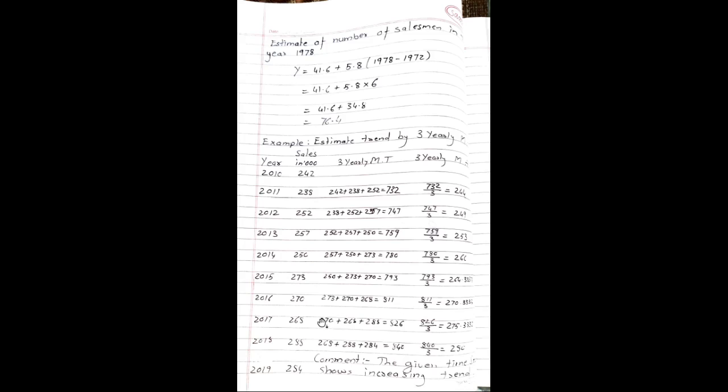270.3333. Then next three values are 270 plus 268 plus 288. The total becomes 826. So 826 divided by 3, the value becomes 275.3333. Now last three values are remaining. 268 plus 288 plus 284. The total becomes 840. 840 divided by 3, the value is 280. So we can see that the given time series shows increasing trend.